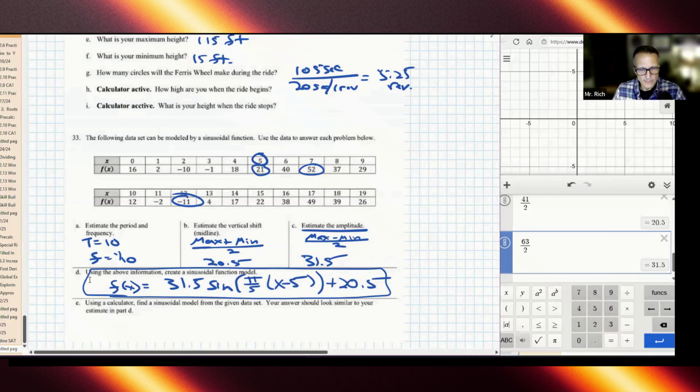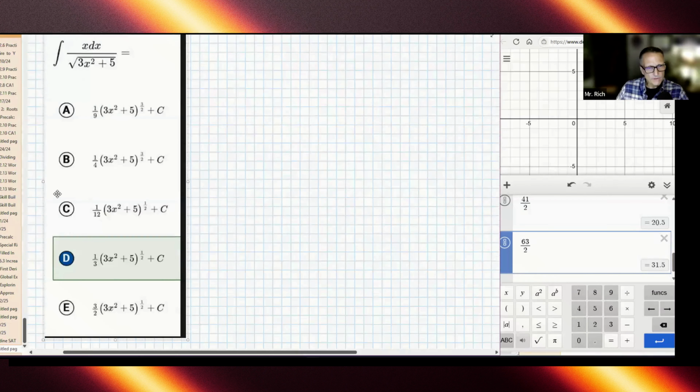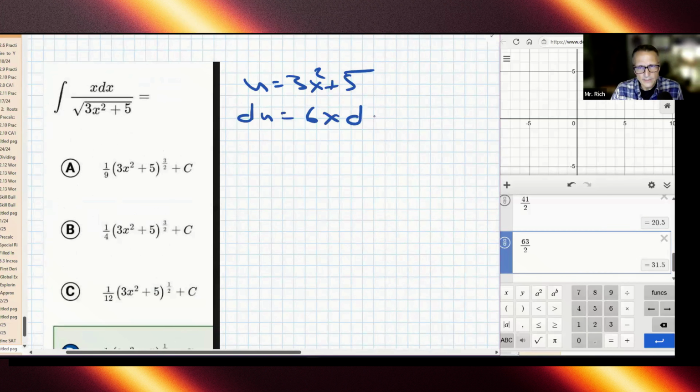Okay, that is that. Ooh, all right, Reagan. That doesn't look too bad. I will throw that one up there. Or not Reagan, that was Taylor. Okay, so from looks of it, it's going to be a u-substitution. So we'll go with u is 3x squared plus 5. du will be 6x dx. And so dx is du over 6x.